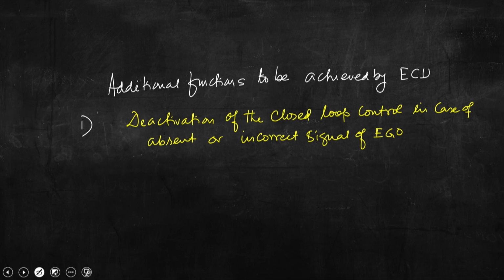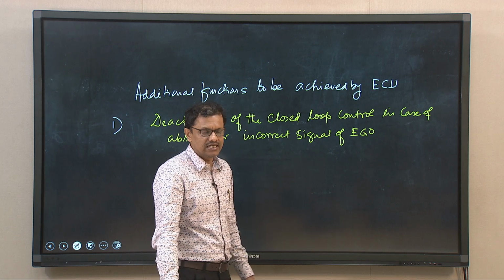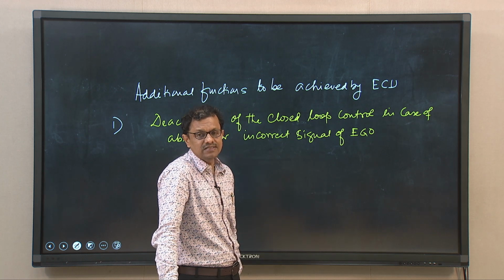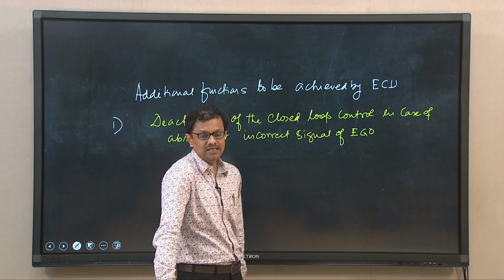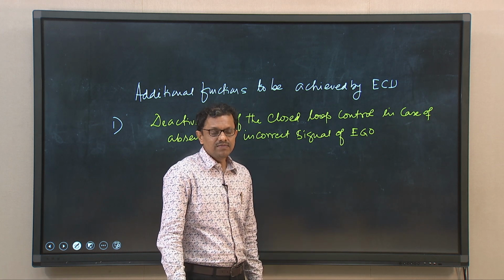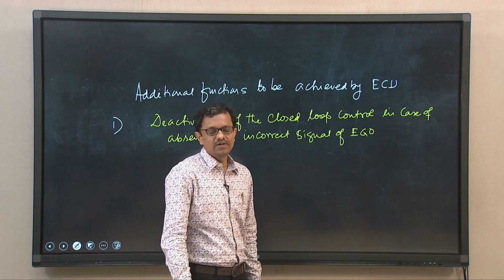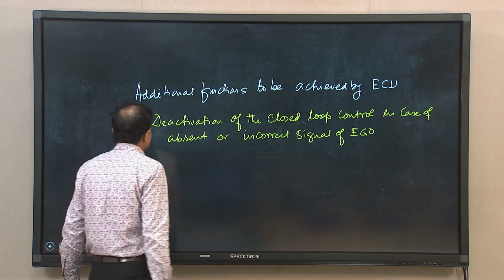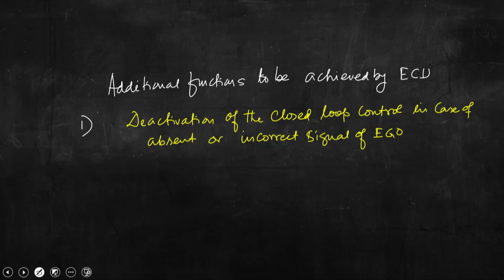So, EGO is the sensor which is there in the exhaust manifold. If that sensor is not giving input signal, or if the sensor is absent, that means as if the sensor is not virtually present. Maybe the sensor is present therein, but it is not working. So, in this case, deactivation of the closed loop control should be needed from the ECU.